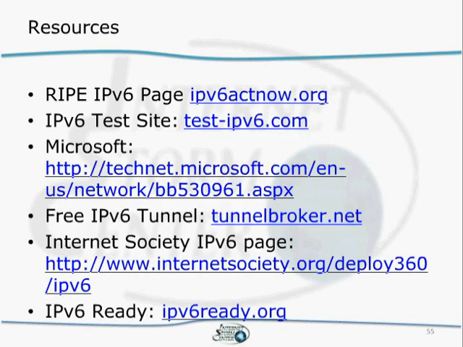If you're interested in IPv6, for example, this test-ipv6.com URL will tell you if you have IPv6 or not and how completely you implemented it. RIPE, the European Network Registrar, has a number of great IPv6 resources at IPv6actnow.org. Also posted here is the link to Microsoft's IPv6 resource. If you just search Microsoft IPv6, you should end up with that. That URL is a little bit hard to remember.